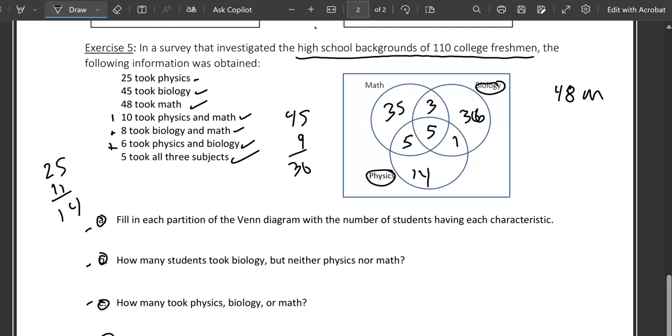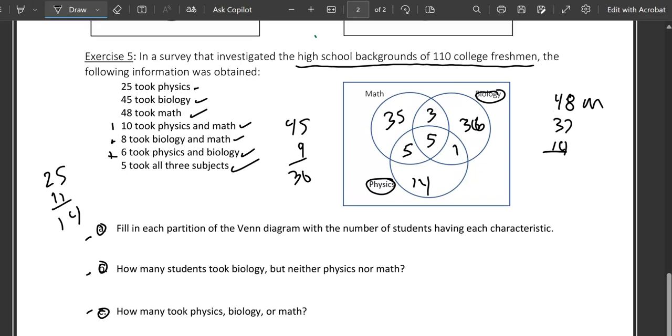So I took 48, and let's see, 36, and this one is 37, and then the 14 over here. And that gets me, what, 8 and 7 is 15, that's 19, carry the 1. That's 7, 8, 9, so that's 99. And if you take that from 110, you get 11. So 11 people didn't take any of those three subjects. They sit outside of those circles.